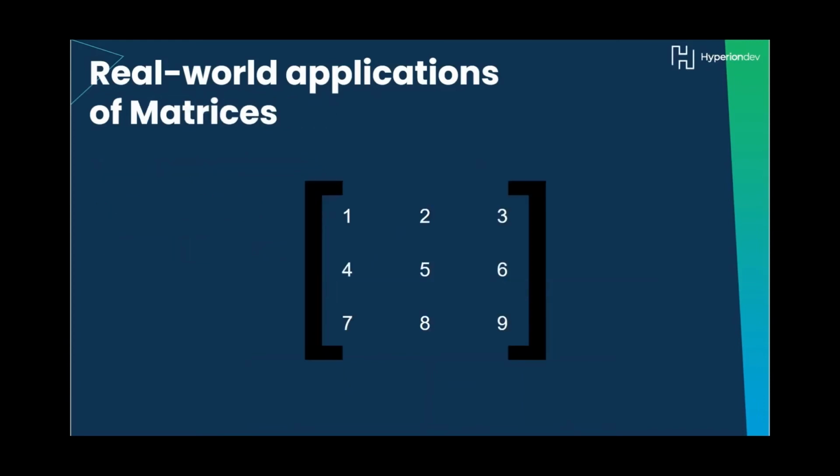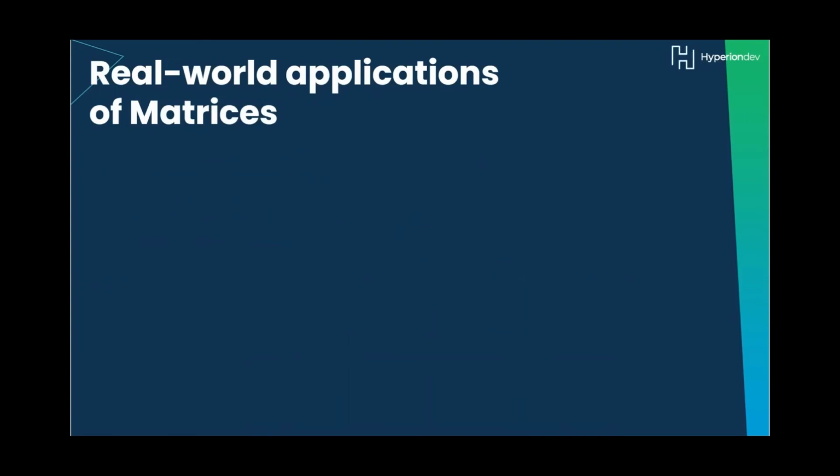Next, we have matrices, which is an ordered collection of columns and rows of elements. You can see it does resemble closely a 2D array.